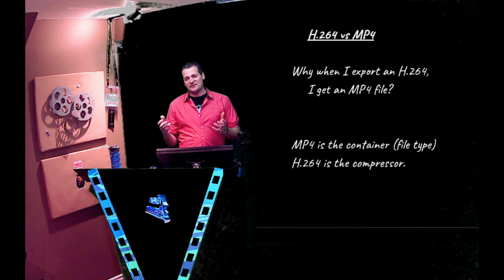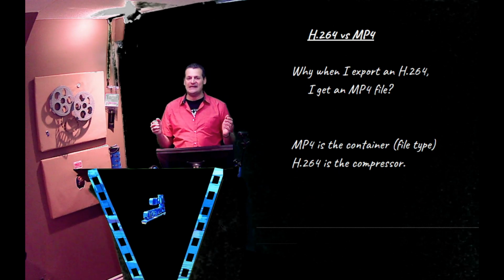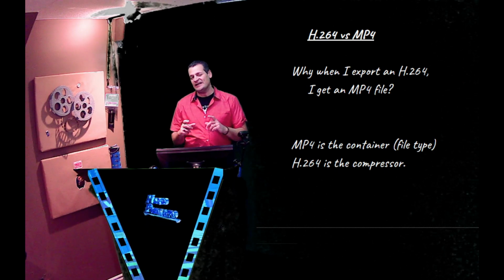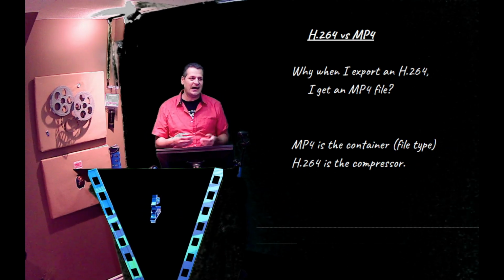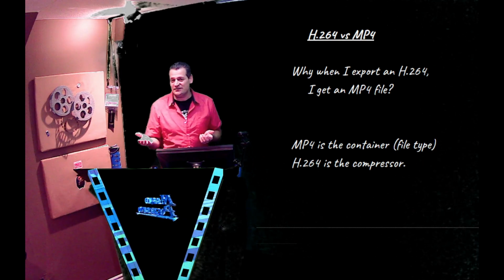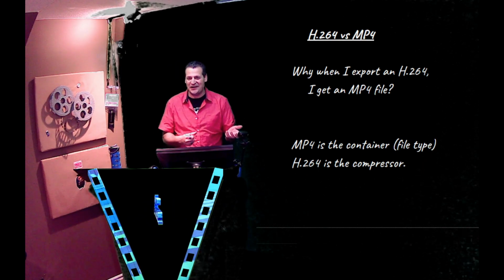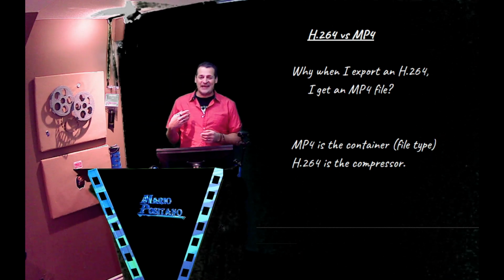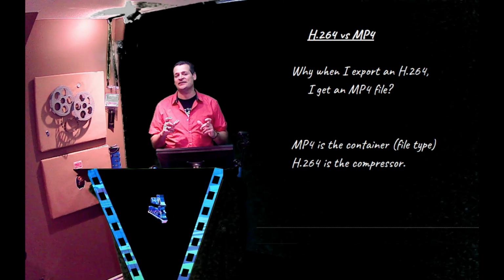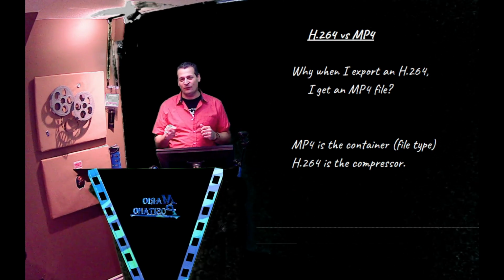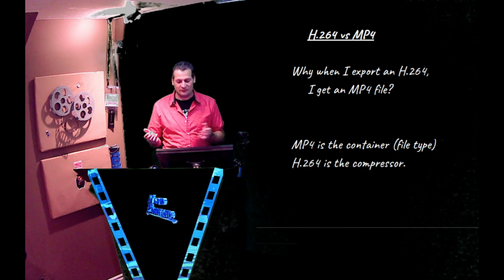So what is the difference between H.264 and MP4? What do these even mean? Well, MP4 is the file container. It's the file type. We have JPEGs, we have MPGs, MPEGs, we have GIFs, however you want to say it. We have MP3s. We have all different file types. Those are containers. So the MP4 is actually our container that we're going to store the content of our scene into.